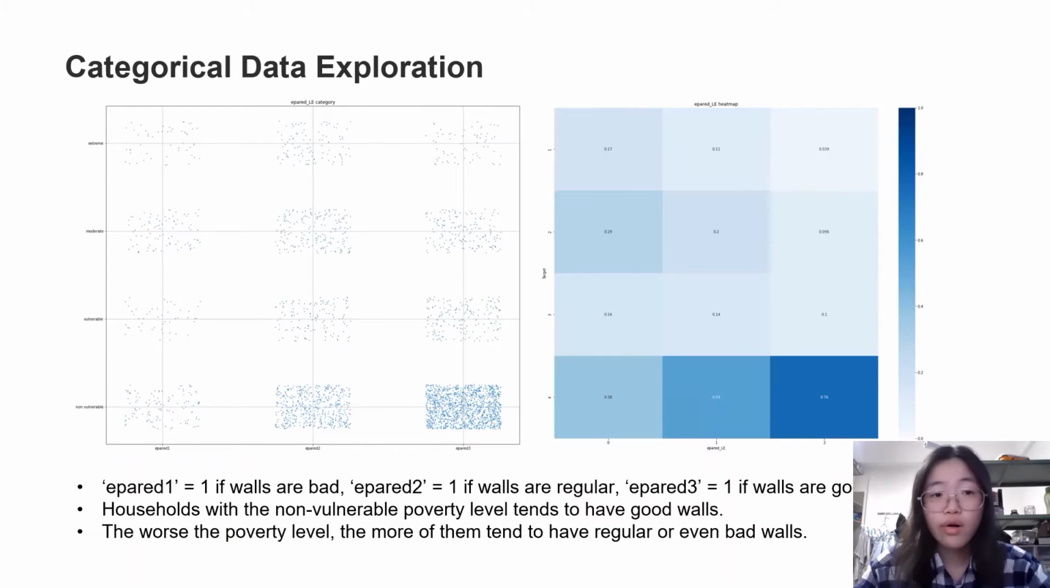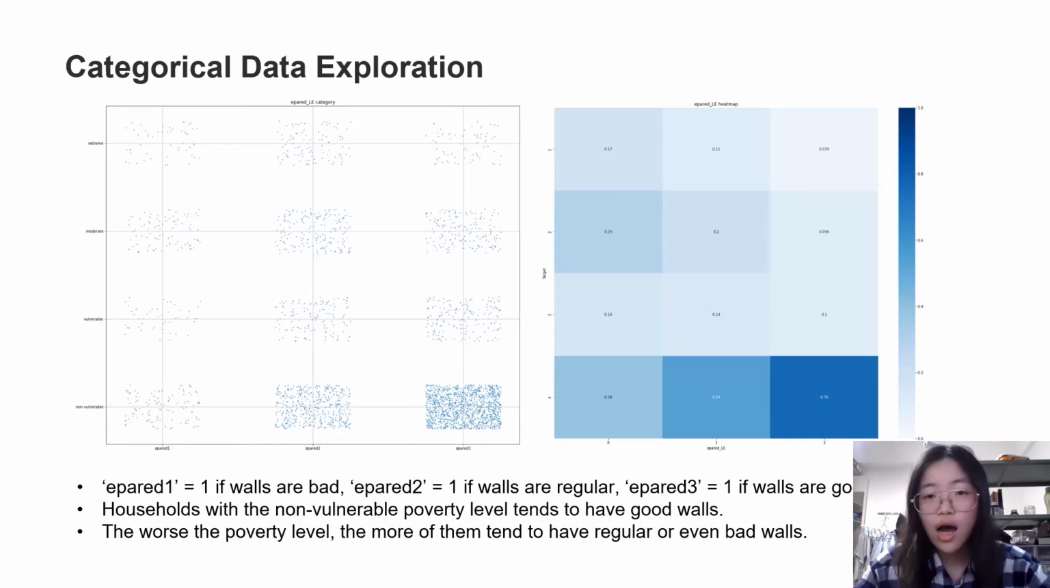We plot the categorical data by plotting its one-hot encoded features against the target poverty level to explore the data distribution using both scatter plots and heat maps. Because of time constraints, we pick only one example to discuss here. This feature represents wall quality. epared1 equals 1 if walls are bad, epared2 equals 1 if walls are regular, epared3 equals 1 if walls are good.